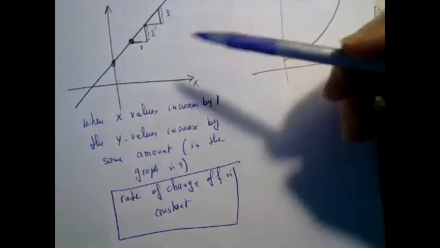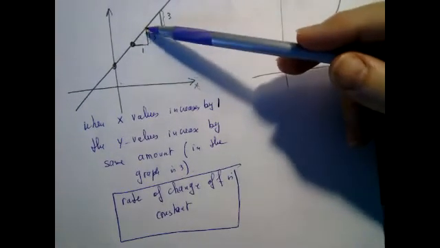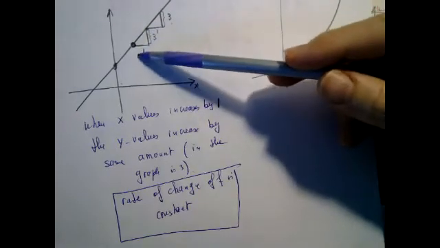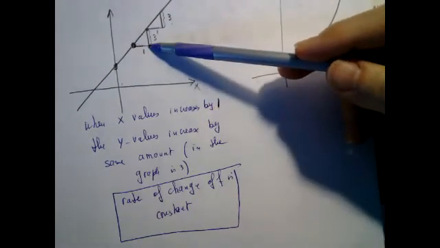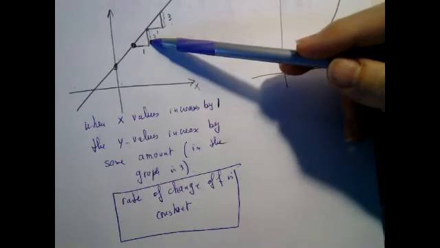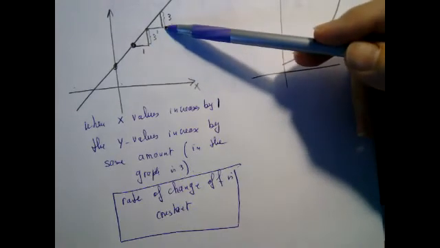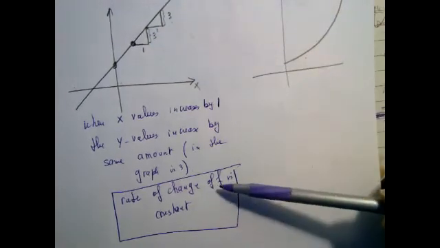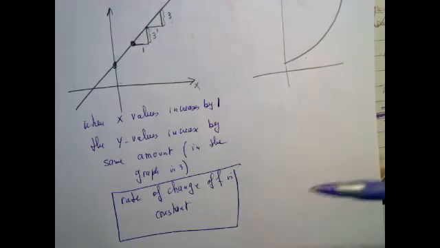What does it mean that the rate of change is constant? It means your output changes by the same amount every time your input increases by 1. Your x value increased by 1, your output increased by 3. Increased by 1, increased by 3. The function is changing at the same rate, by the same amount every unit of time.